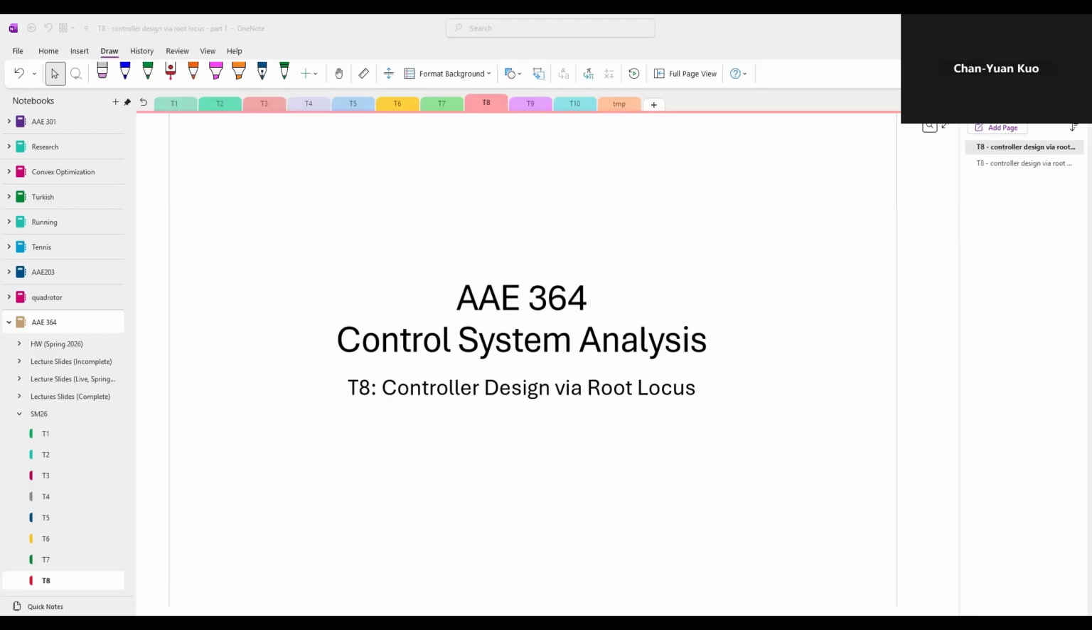Hello, everyone. Welcome to AAE 364. In this lecture, we will look at how to design a controller using root locus. And let's first begin with an exercise.